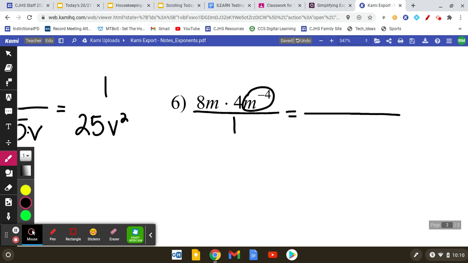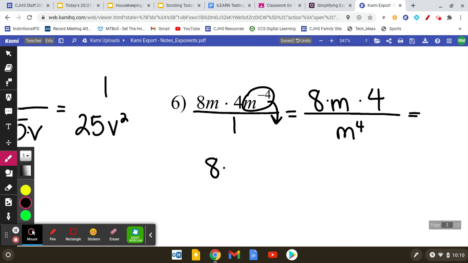So the 8m is going to stay on top because there's no negative exponent there. The 4 is also going to stay on top because it does not have a negative exponent. But the m does have that negative 4 exponent. What are we going to do with it? Move it down. We're going to bring it down, so it's going to go on the bottom.